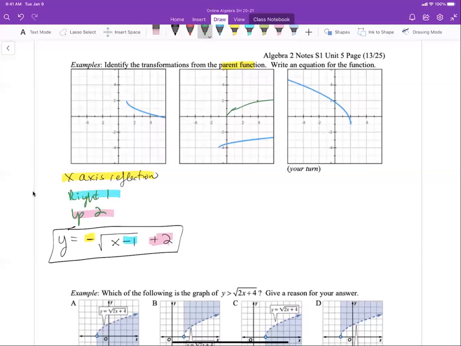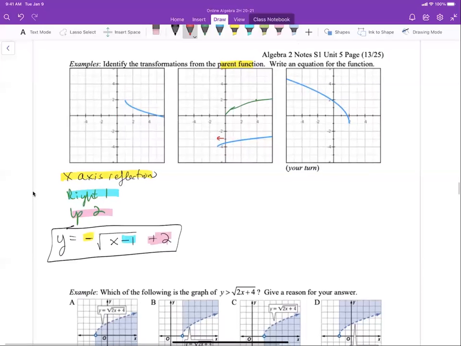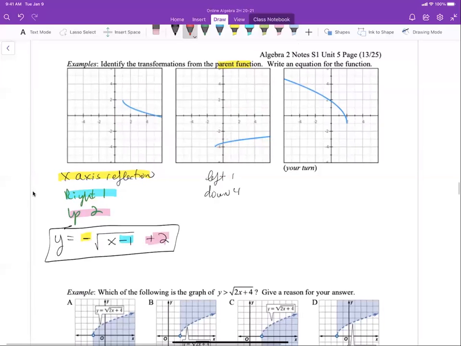All right. So it does not look like I have a reflection, but it looks like I went to the left 1, right? I went to the left 1 and I went down 4. So I have left 1, down 4. Now we got to take a look at if we have a dilation or not. So I went over 1. I did not go over 1. Okay. In fact, I can go over 4.